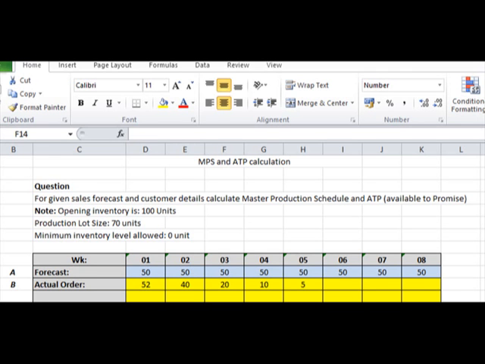Today we are going to solve a problem on MPS and ATP calculation, that is master production schedule and available to promise. Let's go through the problem first. We are given the forecast for different weeks 1, 2, 3, 4, and so on.